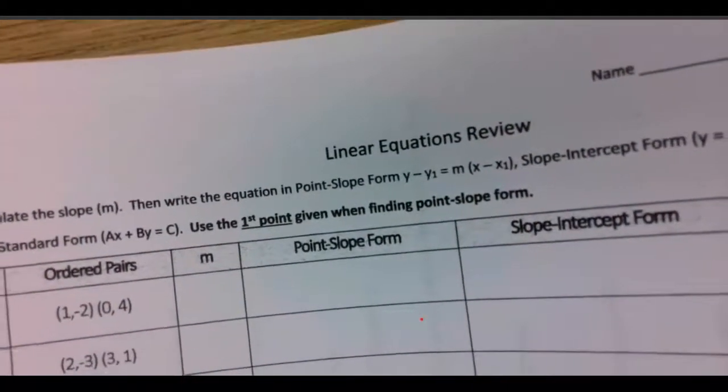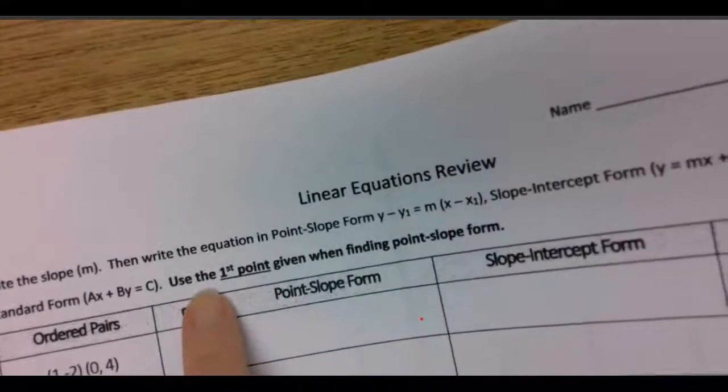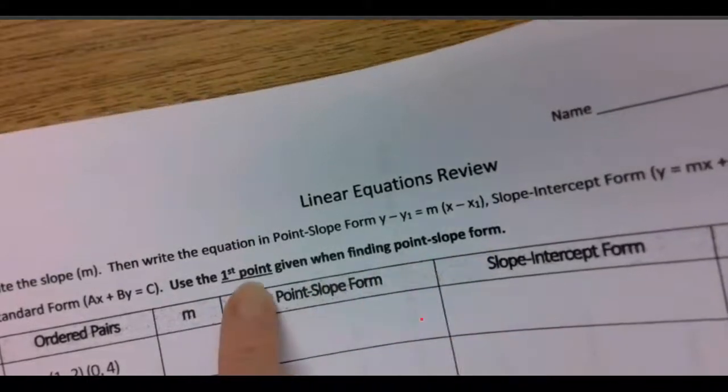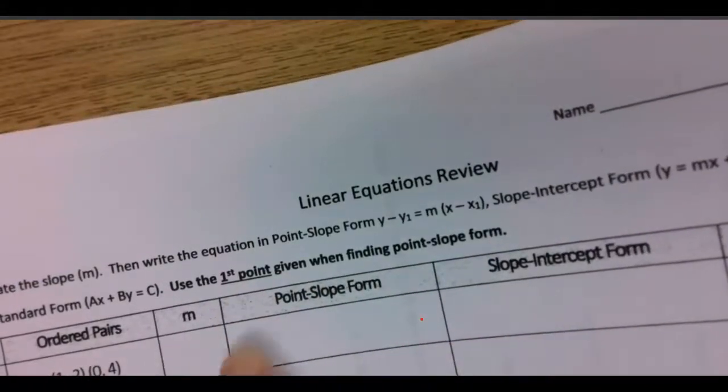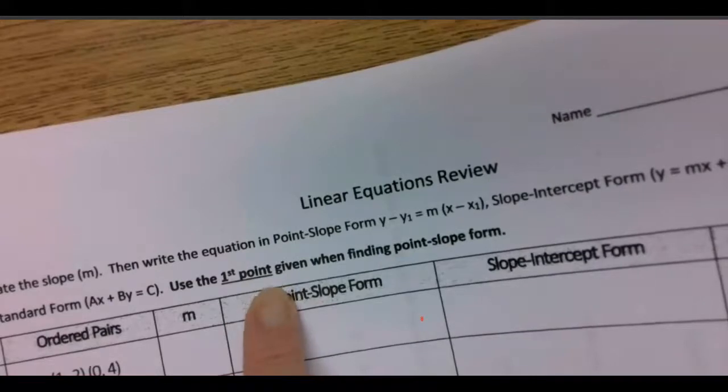So what you're going to be doing is what we just did. You're going to do it lots of times, which is important because you need to get it. Now notice it says for the point slope form, use the first point. So it always wants you to use the first point on this and go through and do it.